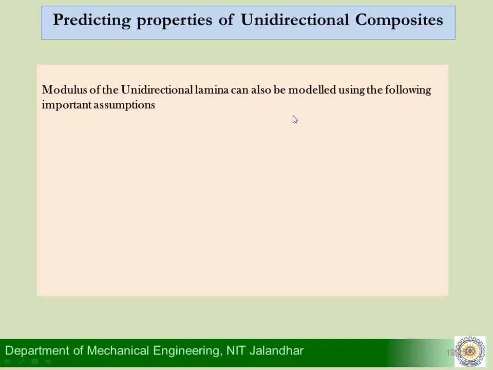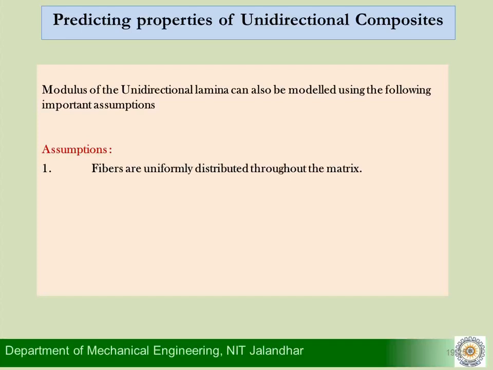Now, that was regarding the prediction of physical properties like density. Now we want to predict some more properties, like the modulus. So we need to know how you predict the modulus of the unidirectional composite, and there are a number of assumptions which we must understand clearly. We must also understand the significance and the reason why we are making these assumptions during this basic formulation for predicting the modulus of unidirectional composites.